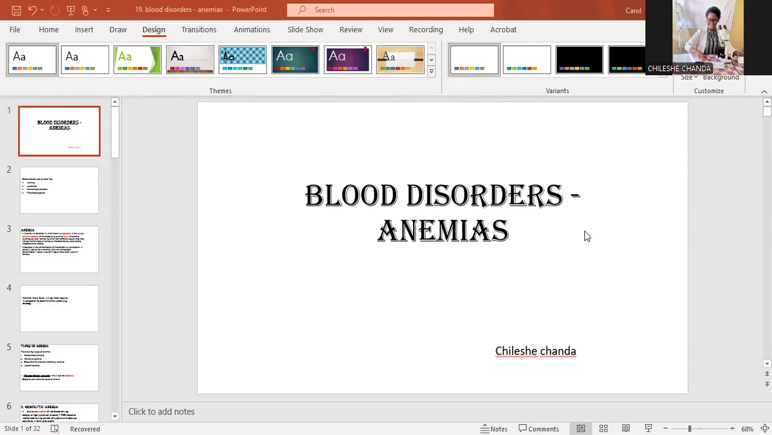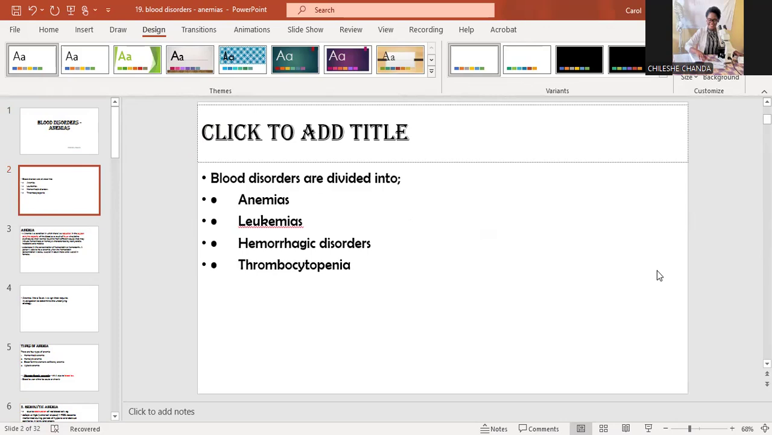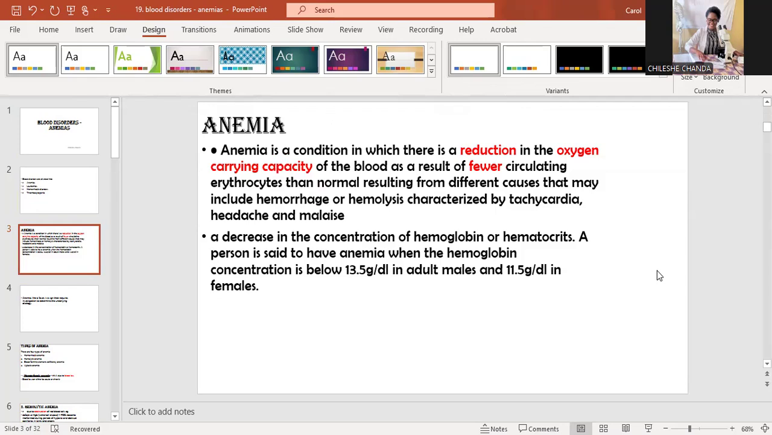So now let us start looking at blood disorders. Blood disorders, like I said earlier, can be separated into different types. Those affecting red blood cells are known as anemias. Those affecting the white blood cells are called leukemias. Those affecting the platelets, we have thrombocytopenia. We also have hemorrhagic disorders.